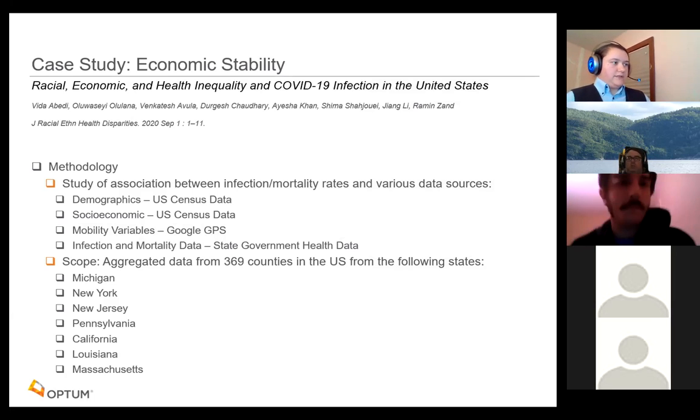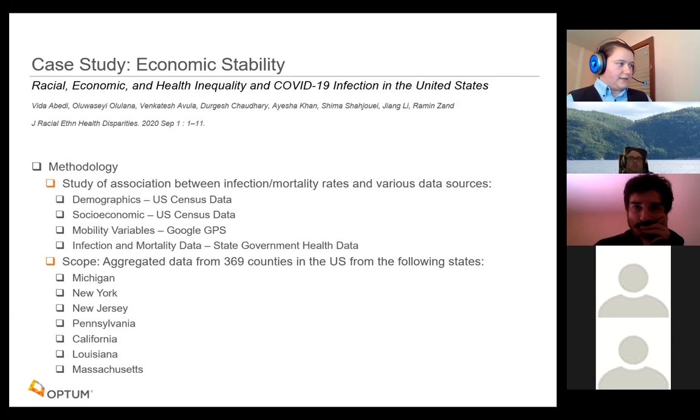They also used infection and mortality data from the state government health websites. So they aggregated all this data for 369 counties in the US for the following states: Michigan, New York, New Jersey, Pennsylvania, California, Louisiana, and Massachusetts.